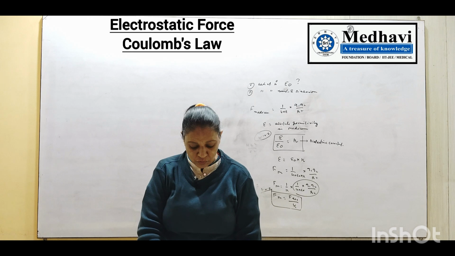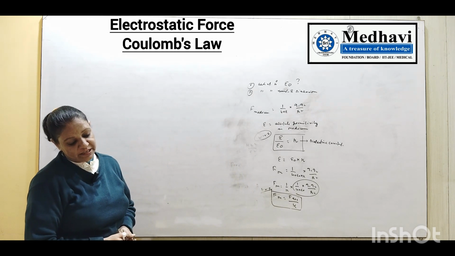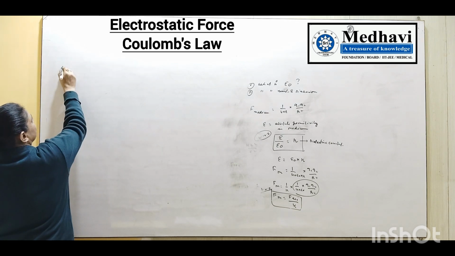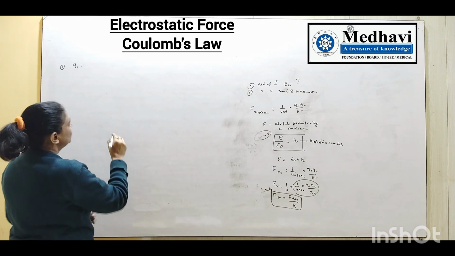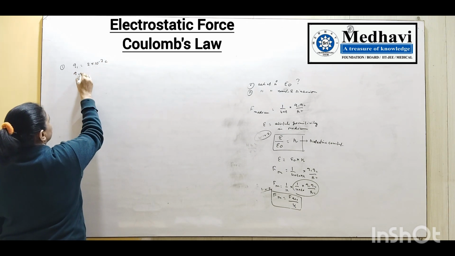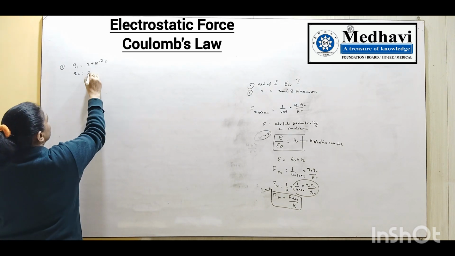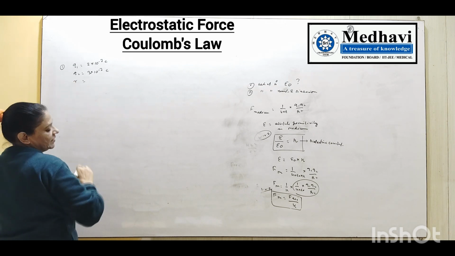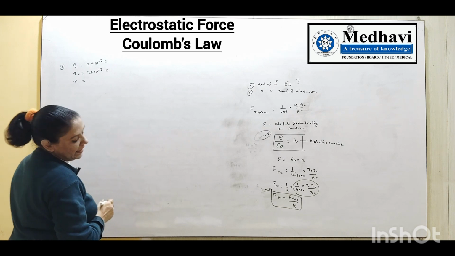and 3 into 10 to the power minus 7 coulomb placed 30 centimeter apart? This is exercise first question. That is, Q1 is given 2 into 10 to the power minus 7 coulomb, Q2 is given 3 into 10 to the power minus 7 coulomb, and distance is given 30 centimeter apart in air.